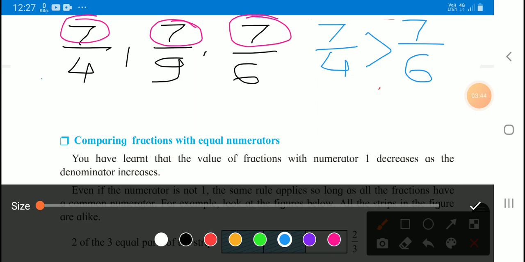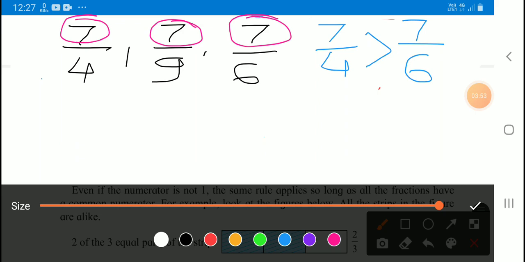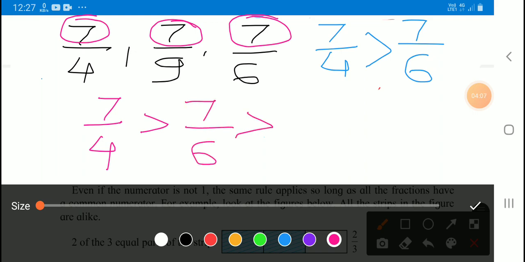Keep in mind. Now, what is the relation between these three fractions? So I will write here, look here. First, which fraction will come? Which fraction is greater? 7 upon 4 is greater than 7 upon 6. This is also greater than 7 upon 9. Okay. Keep in mind, one more time I will repeat. Of two fractions with equal numerators, the fraction with the greater denominator is the smaller fraction.